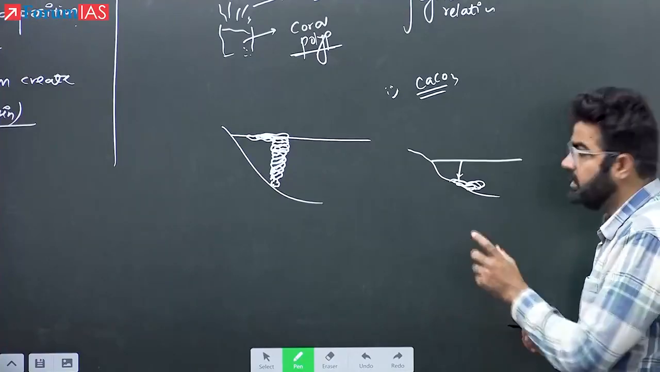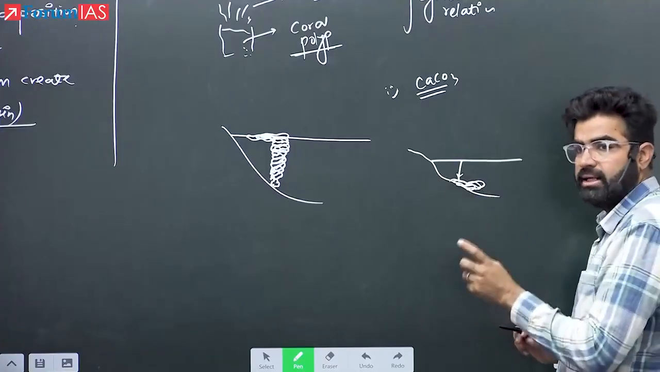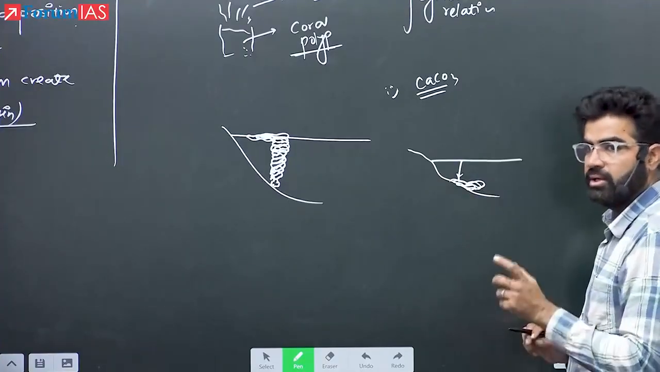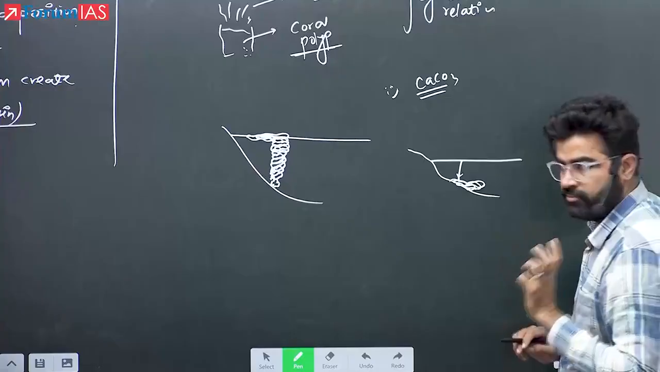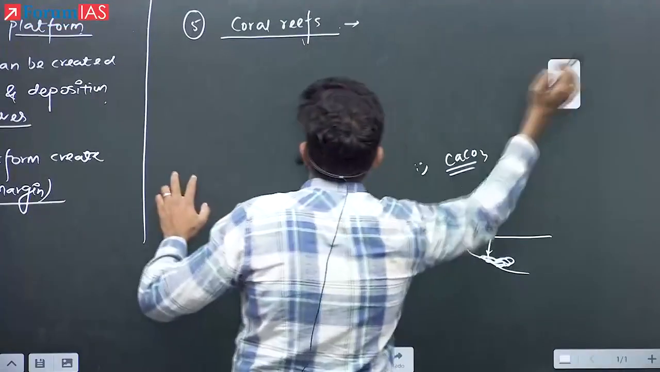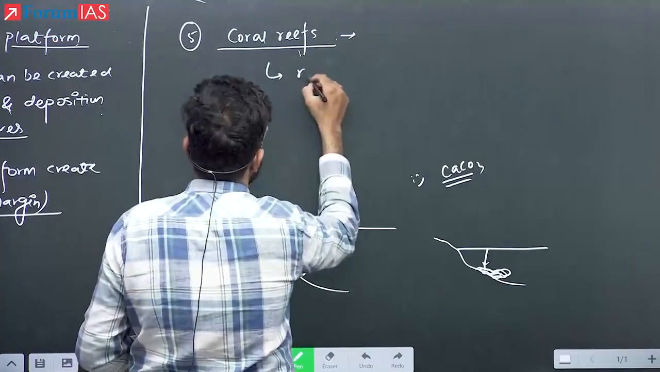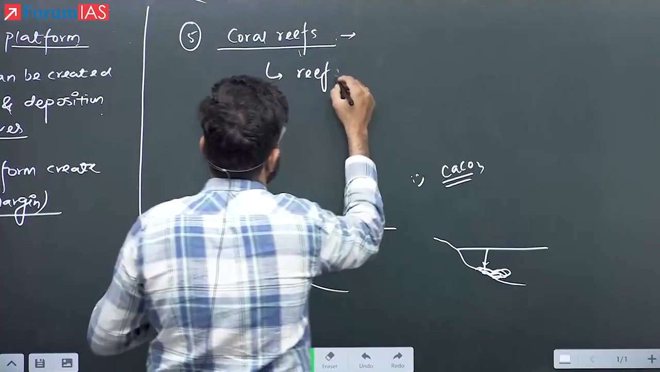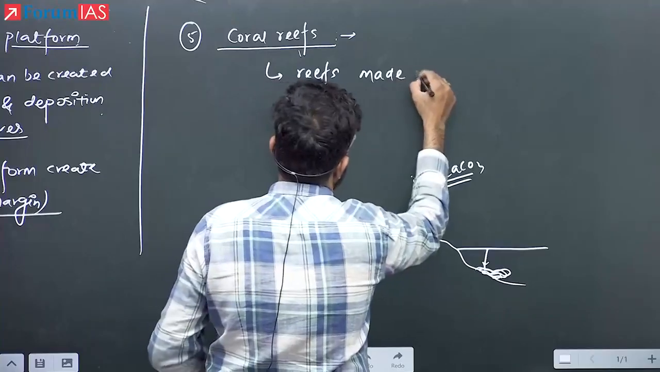So in this area, only one line you are supposed to write: a coral reef can also create continental shelf. That's it. Okay? So write down: a reef made by the corals.